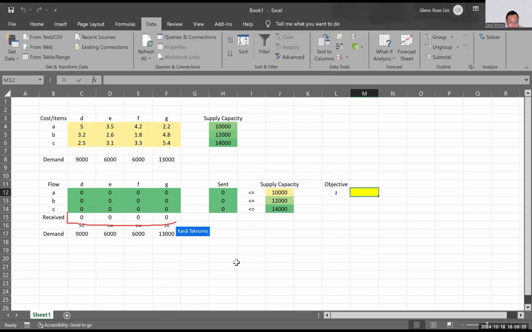Wait. Can you put name, receive, and then this array, you put name, send, and then this array, you put name, supply, and then this array, you put name, demand.